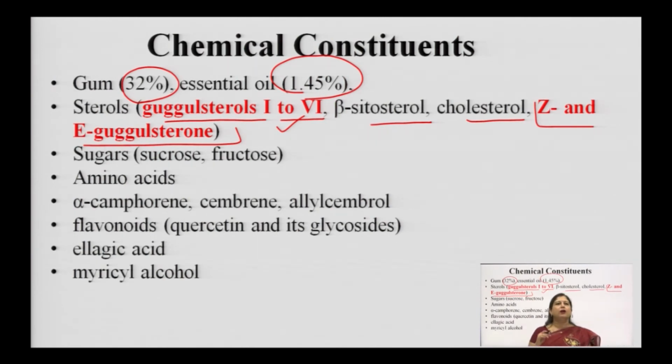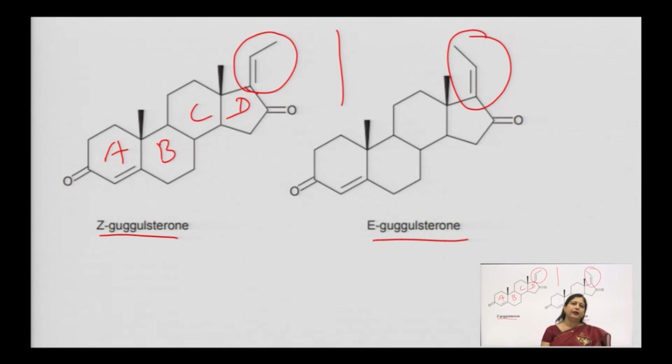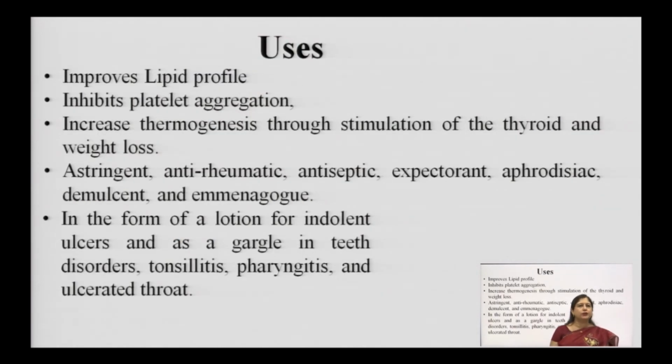So, we have guggulosterones which are responsible for the activity, then we have sugars, mainly sucrose and fructose, amino acids, alpha camporine, sembrine and allyl sembrol are also present, certain flavonoids, that is quercetin and its glycosides, and we have ellagic acid or tannin, and myrcene alcohol is also present. So, these are the chief constituents of the guggul, out of which the guggulosterols and guggulosterone are the main active ingredients. And now we come to the uses of guggul.